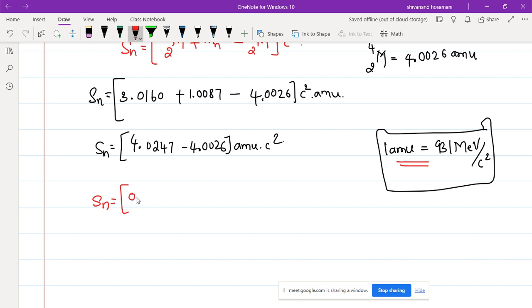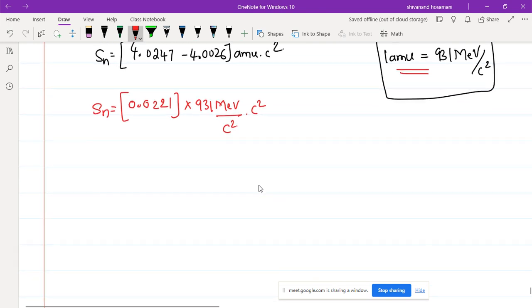If I substitute back in this case, Sn, if you take the difference, we are going to get nearly 0.0221, isn't it? 221 into 1 AMU is equal to 931 mega electron volt per c square. c square is already there, so c square gets cancelled. Then I am left with Sn equal to this. If you multiply this value, I'm going to get nearly 20.5 mega electron volt.